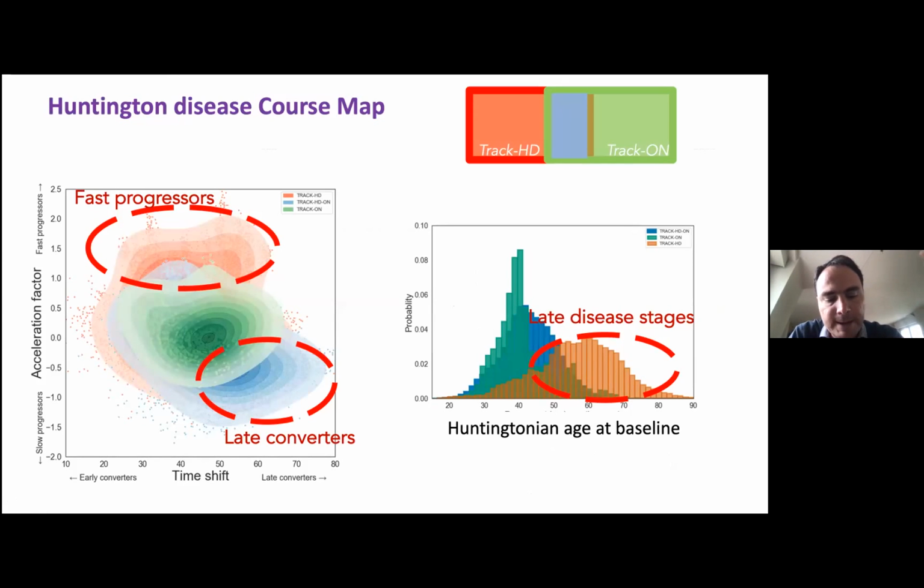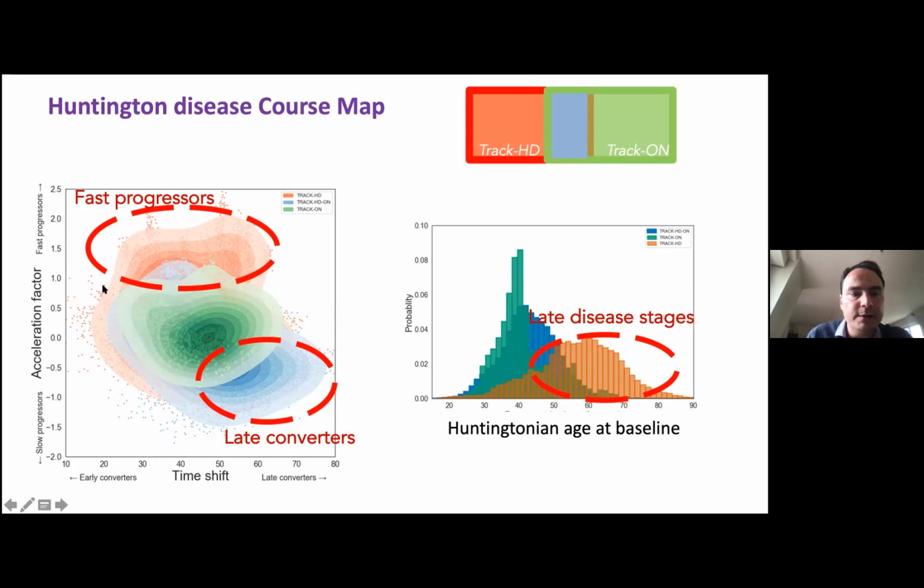But as you understood, we also have parameters which position the progression of each subject with respect to this central curve. For instance, the time shift accounts for the fact that one subject might be an earlier or later progressor than the average patient. And the acceleration factor says that some are slower progressors and others are faster progressors. So one point here represents one subject, with the time shift and the acceleration factor of the subject. And we plot different colors.